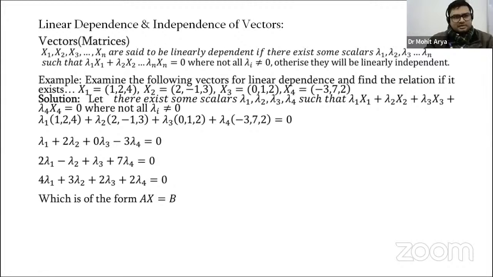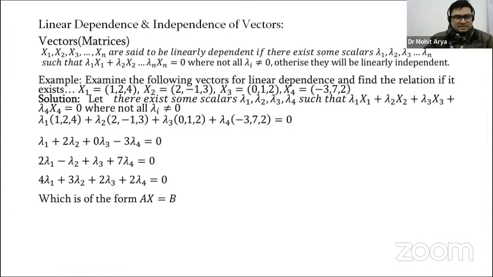If there are 7 vectors, then there will be 7 scalars, such that the multiplication of the first scalar and the first vector plus the multiplication of the second scalar and the second vector, up to the nth scalar and nth vector, should be equal to 0, where not all lambda i are equal to 0, otherwise they will be linearly independent. We will understand this definition with the use of an example.